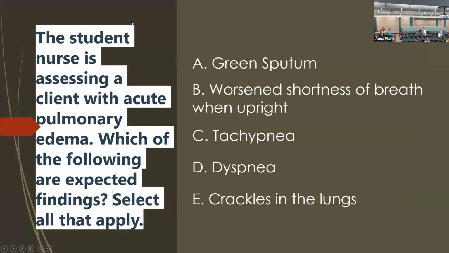All right, acute pulmonary edema. What am I going to see? Okay, green sputum. No. Worse than short of breath when upright. No, what is it going to get worse? Absolutely, what's that called? Orthopnea, good. Tachypnea. What is that? Fast breathing. Dyspnea. What is that? Difficulty breathing. Crackles in the lungs. Yes.